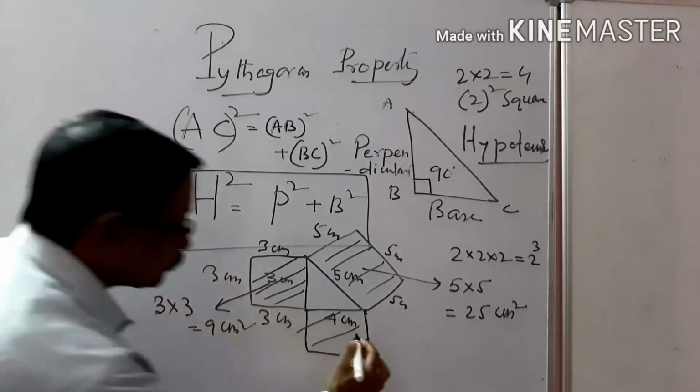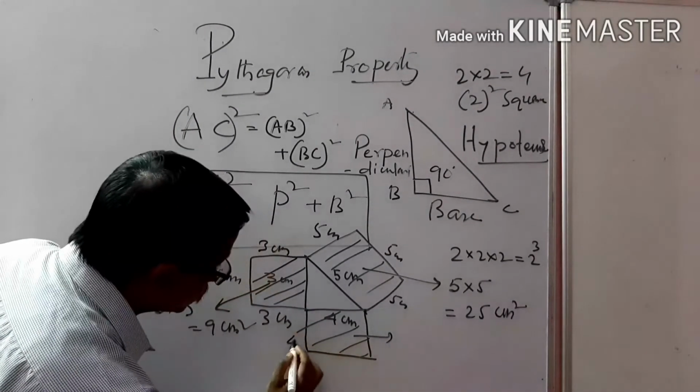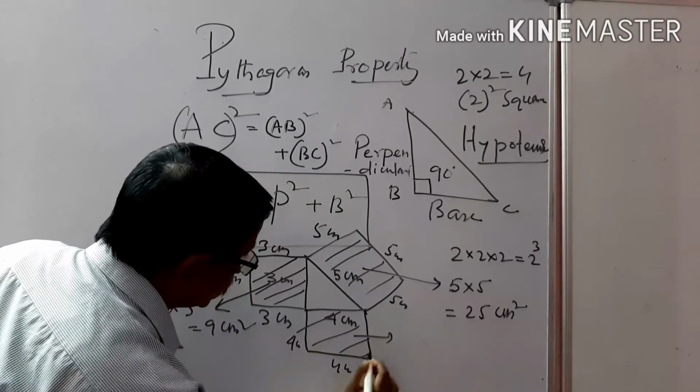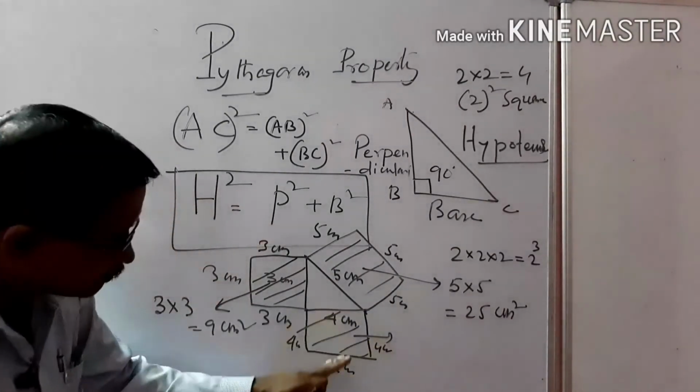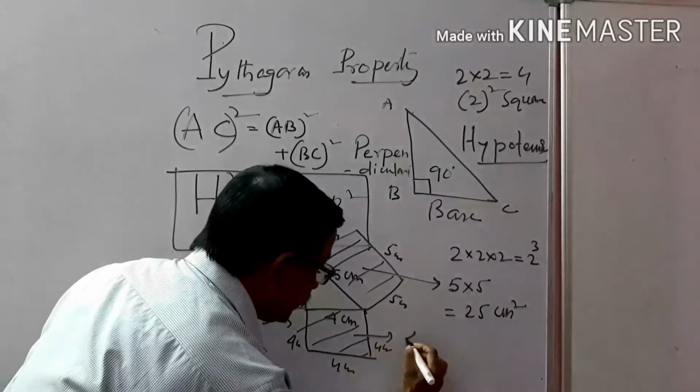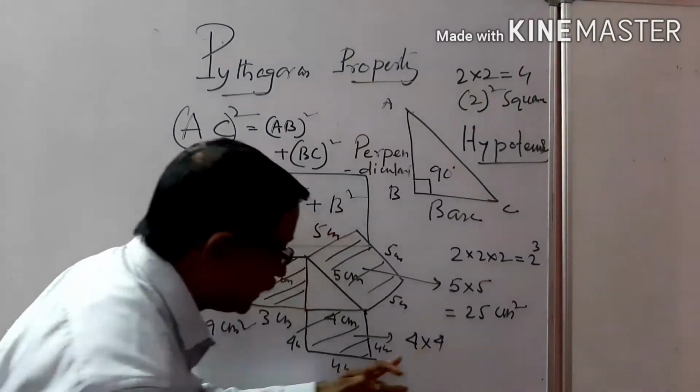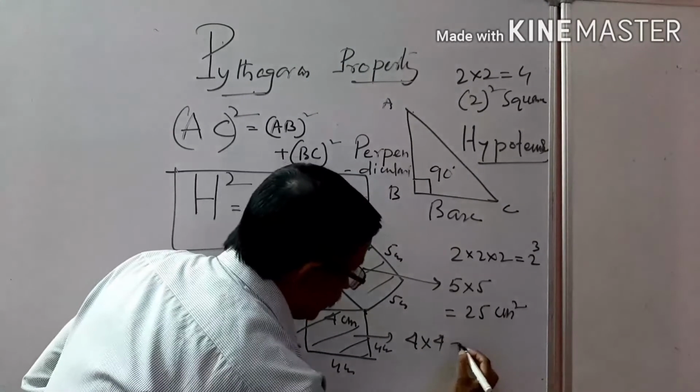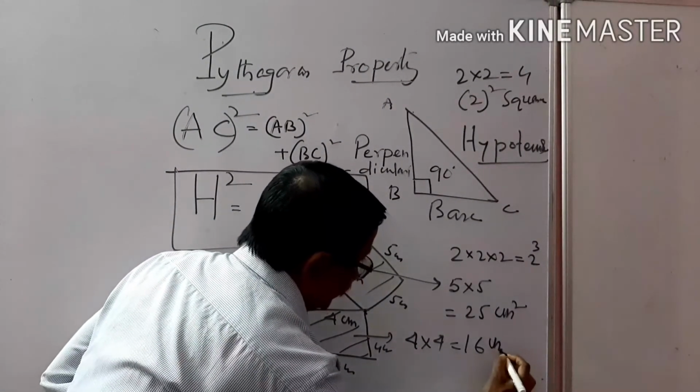Okay? Then the next one is 4 centimeter. This side is also 4 centimeter, and all sides are 4, so it forms a square. What is the area of this one? 4 into 4, meaning side into side, 4 into 4, getting 16 centimeter square.